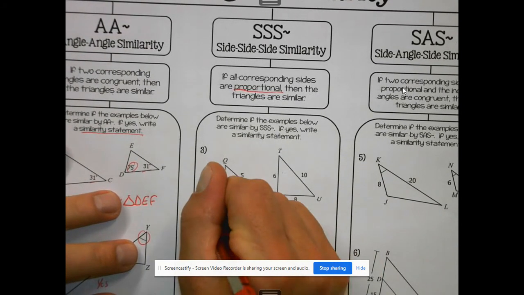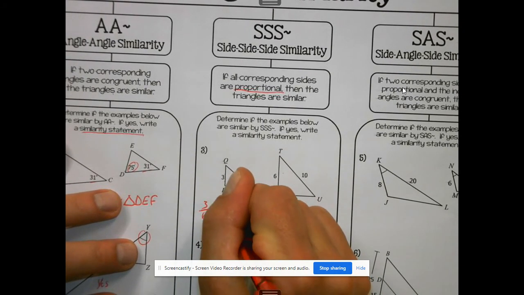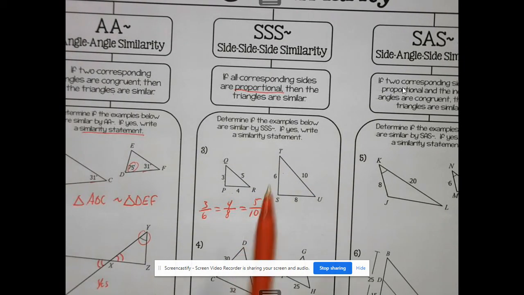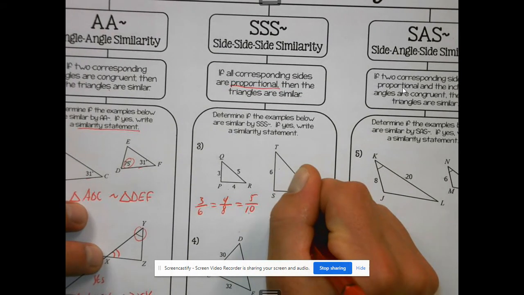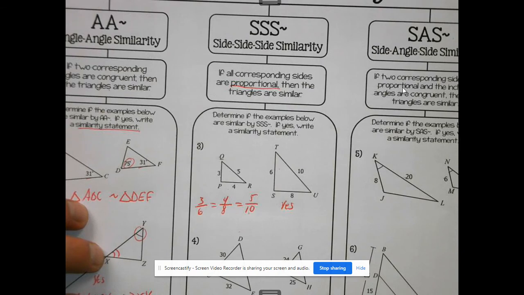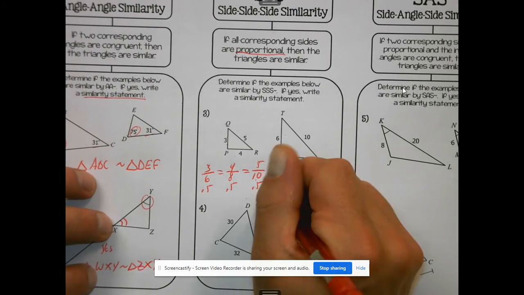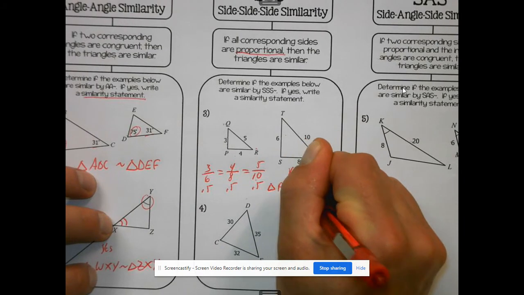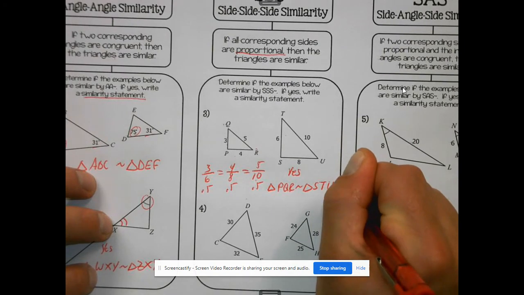So if I match them up, small to small, 3 to 6, medium, 4 to 8, big side, 5 to 10. Now in your calculator, you can type in 3 divided by 6, see what you get, 4 divided by 8, see what you get, 5 divided by 10, see what you get. In this case, they all match up, so this is a yes. They all come out to be 0.5. Similarity statement. Triangle on the left, I'll go PQR is similar to triangle, P matches with S, Q matches with T, and R matches with U.